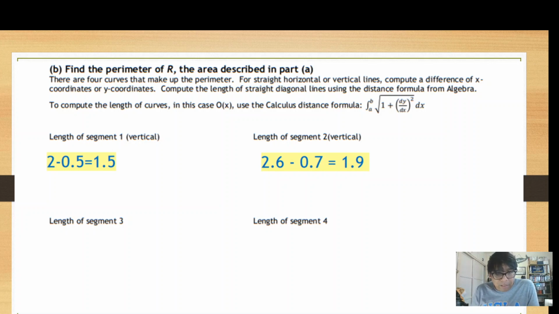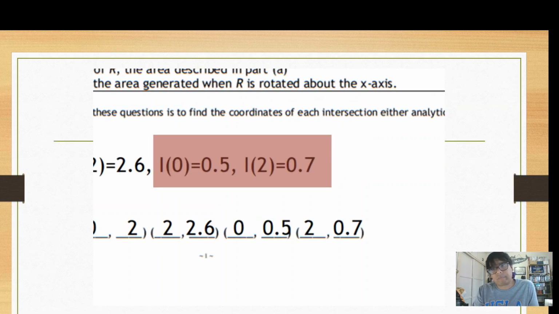Now the other two lines that make up the perimeter of this are going to be a little bit more difficult. Line segment 3, that's I, and if you remember, that's that diagonal blue line. So we're going to take a look at the coordinates here, 0 and 0.5, and 2 and 0.7. Recognize the fact that this is a straight line segment, so we have the opportunity to use the distance formula that you learned in Algebra 1.